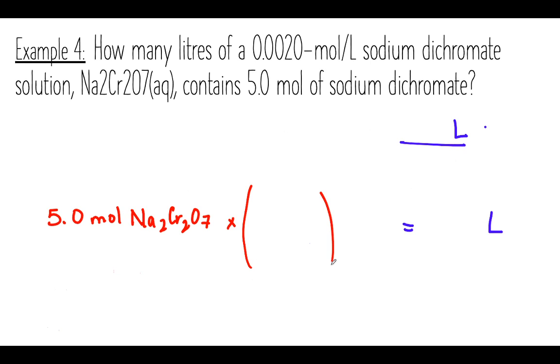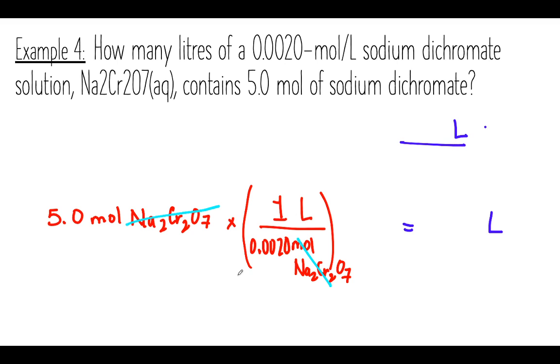what can I write here, or how can I express the concentration so that my moles cancel out and I end up with liters? So you would have to write the value of moles of Na2Cr2O7 at the bottom and liters at the top. And for concentration, I have 0.0020 moles of Na2Cr2O7 for every 1 liter. So writing it this way allows me to cancel out the value of moles and end up with just liters.